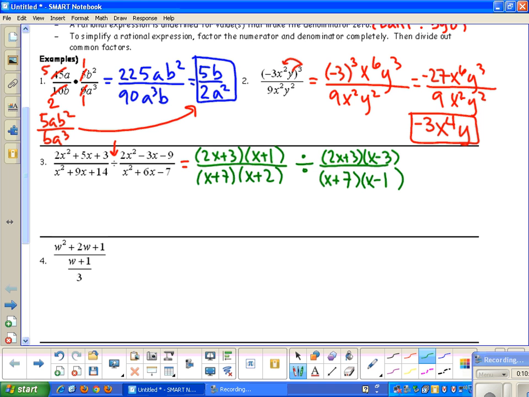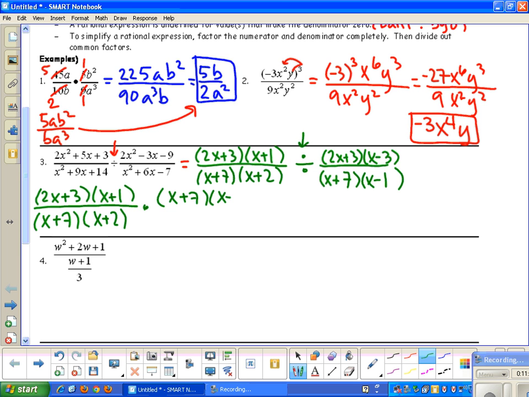Now, before we can cancel out terms between our numerator and denominator, since this is division, we want to first change that into multiplication by flipping the numerator and denominator of that second fraction. So I'm going to rewrite this over here. We have 2x plus 3 times x plus 1 divided by x plus 7 times x plus 2, multiplied by x plus 7 times x minus 1 divided by 2x plus 3 times x minus 3. So notice what I did was I changed this into my denominator and I put this into my numerator.